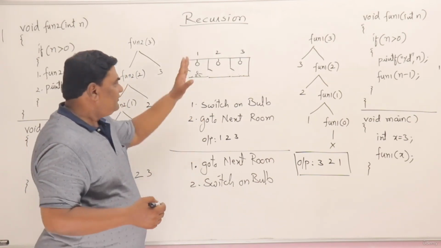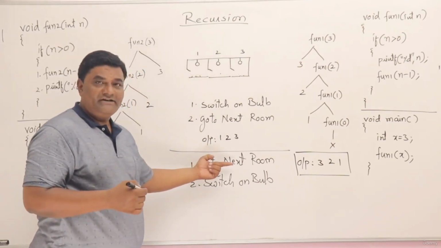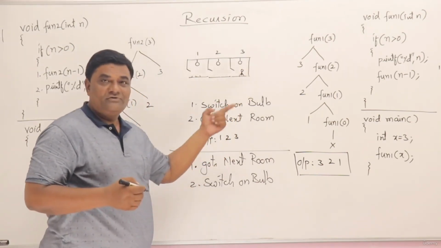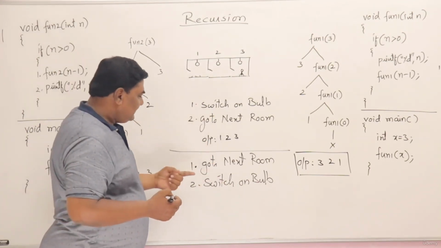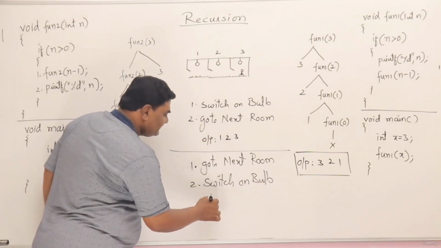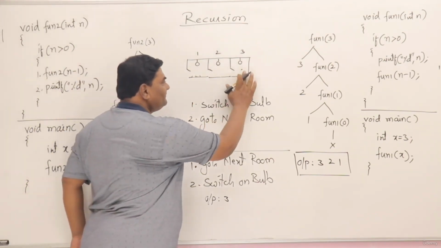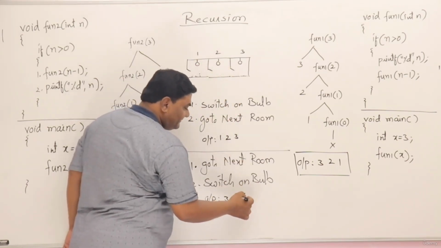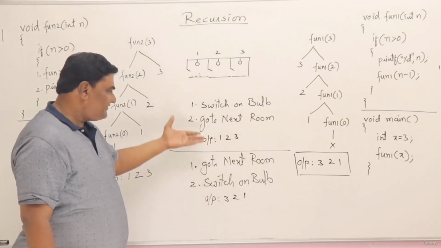So first what you will do, you will not switch on bulb. You will go to next room. Then there, again the first step is go to next room. So you will go to next room. There, again the first step is go to next room. So there is no next room. There are no rooms further. Then you will perform the second step. Switch on bulb. So the first bulb to be switched on is the third bulb. Then definitely you will come back to the previous room. And in this room you will switch on the second bulb. And you will come back to the first room, switch on the first bulb. That's it. So I have two different versions of steps here.